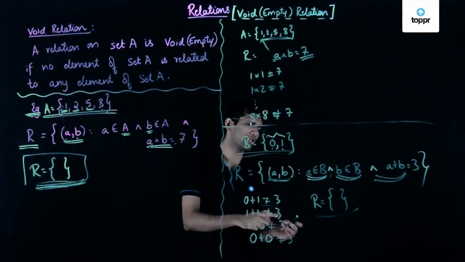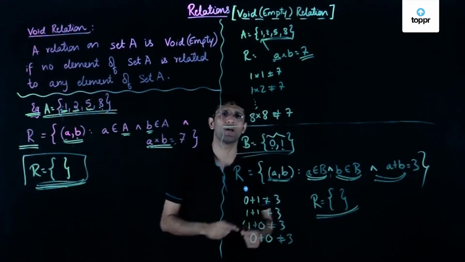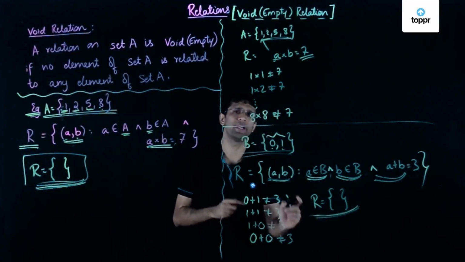And so we say that because the relation R consists of not a single ordered pair, R is therefore an empty relation.